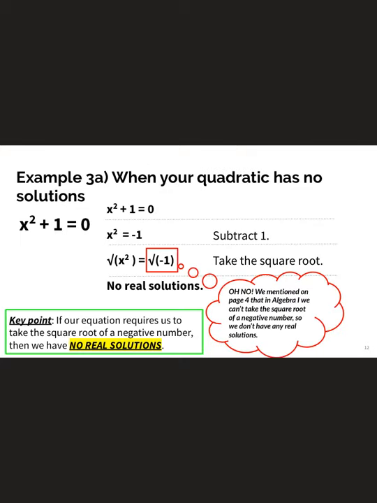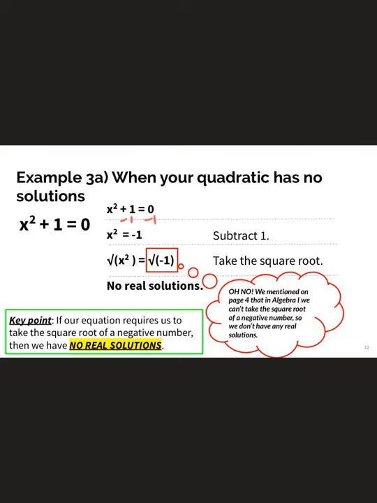So in example 3a, we're given this equation x squared plus 1 equals 0. And if we were to actually try to solve for x, in this case using our square root function, right, we would first subtract 1 on both sides. So subtract 1 on both sides, and I get x squared equals negative 1. And then I want to get rid of the squaring, so I want to take the square root on both sides. So I do the square root of x squared and the square root of negative 1.